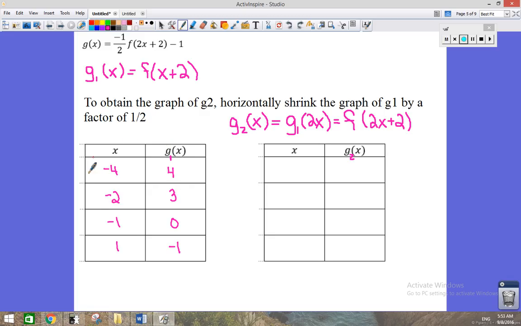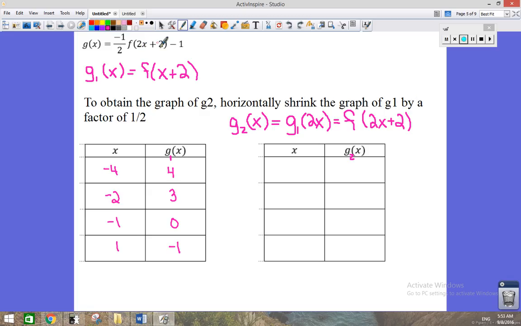So now I'm working with this table, and I'm on to my second transformation, and I'm working from the first graph that we get from G1. So how am I going to move on to the second graph? I'm going to look at this coefficient of 2 and recognize that to obtain this graph of G2, I'm going to horizontally shrink the graph of G1 by a factor of 1/2.